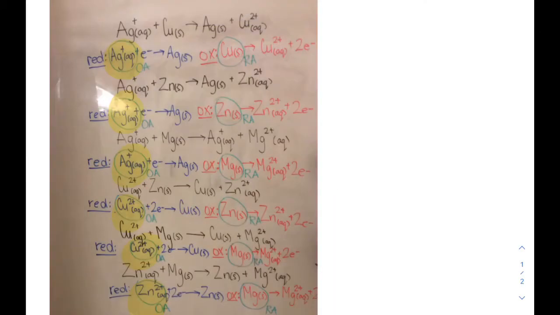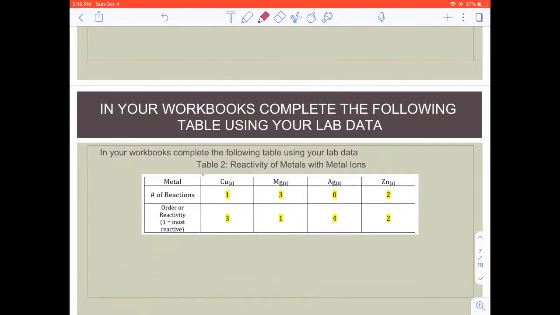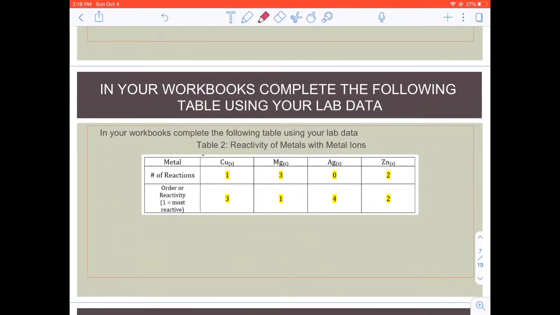So just like we did with our cations, let's look at our metals. We can see that copper reacted once as a reducing agent, zinc reacted twice, and magnesium solid reacted 3 times. So you guys can double check your answer here. So here we've got magnesium metal reacting 3 times, zinc reacting twice, copper reacting once, and silver reacting 0 times. Our order of reactivity then should be our magnesium reacting the most, followed by zinc, and then copper, and then silver.